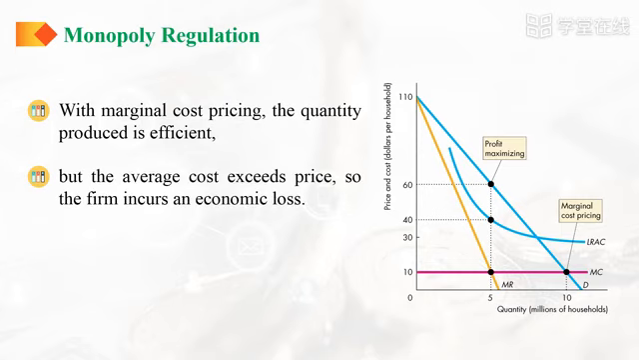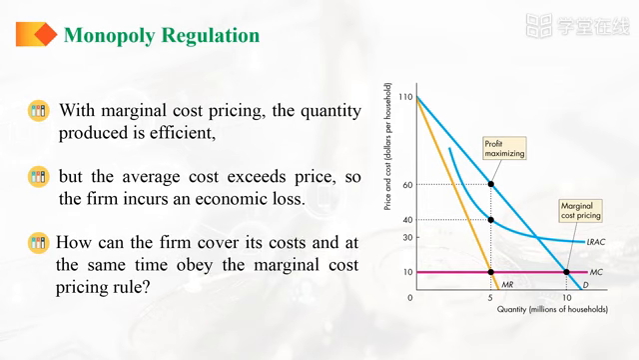But there is a problem. At the efficient outcome, the average total cost exceeds the marginal cost. So the firm using marginal cost pricing incurs an economic loss. A cable TV company that is required to use the marginal cost pricing rule will not stay in business for long. How can the firm cover its cost and at the same time obey a marginal cost pricing rule?